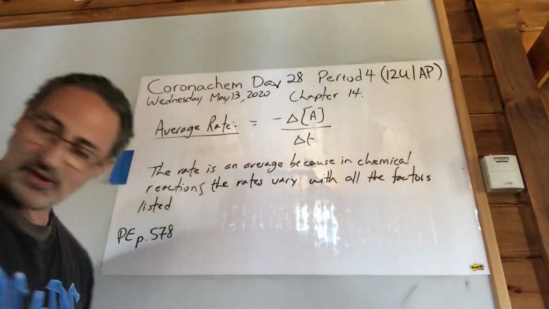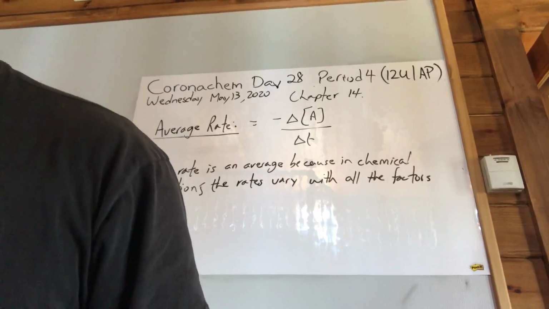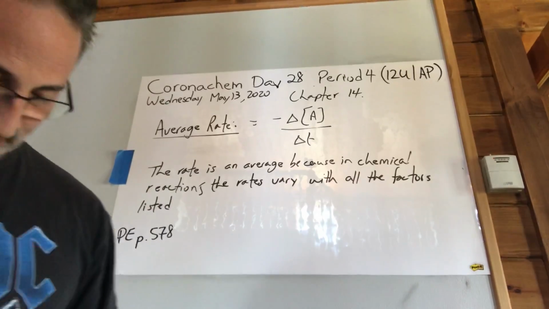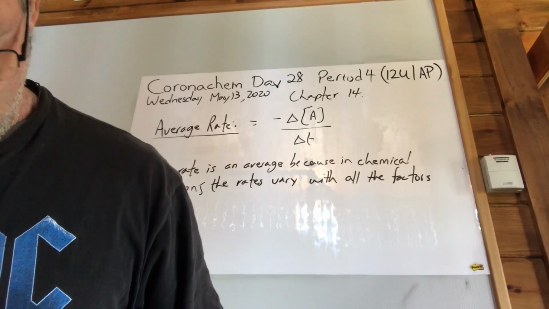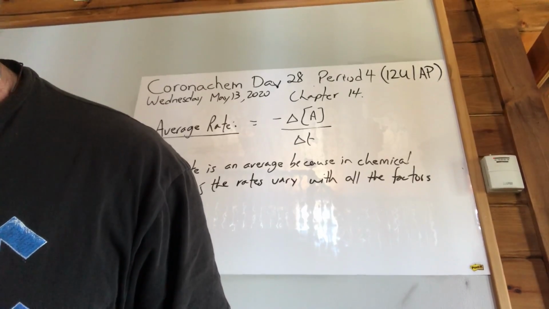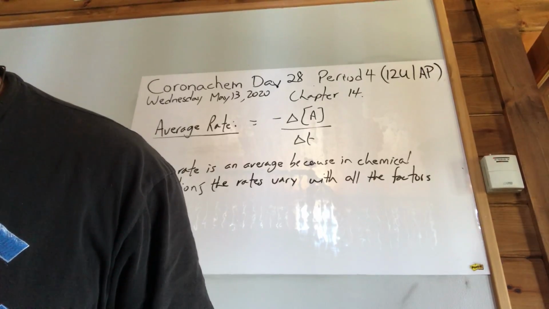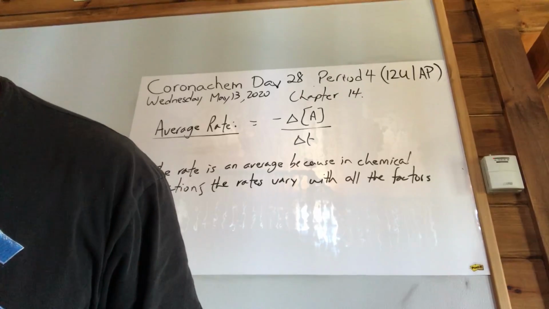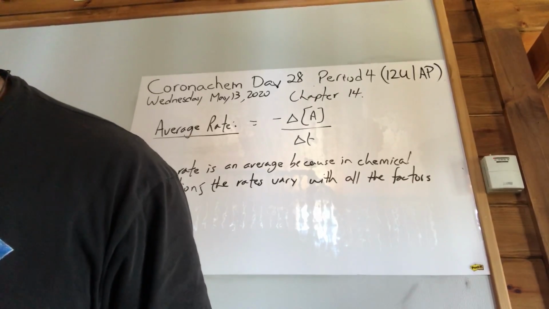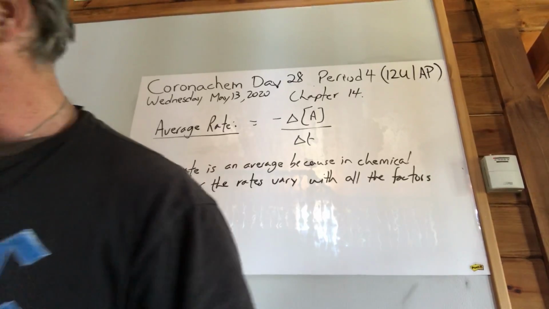On page 578, practice example, it asks, for the reaction pictured in figure 14.3, calculate the average rate of the appearance of B over the time interval from 0 to 40 seconds. Figure 14.3. Okay, so in figure 14.3, I guess I should show it to you.